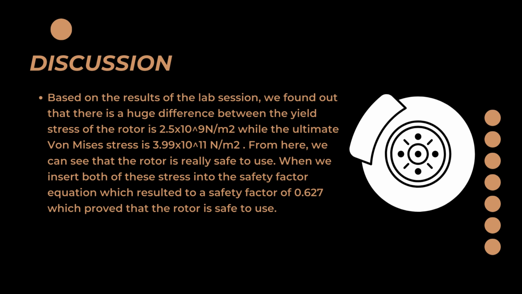We'll continue on the discussion of our lab. Based on the results of the lab session, we found out that there is a huge difference between the yield stress of the rotor, which is 2.5 times 10 to the power of 9 Newton over meter square, while the ultimate von Mises stress is 3.99 times 10 to the power of 11 Newton over meter square. From here, we can see that the rotor is really safe to use. When we insert both of these stresses into the safety factor equation, it will result in a safety factor of 0.627, which proves that the rotor is safe to use.